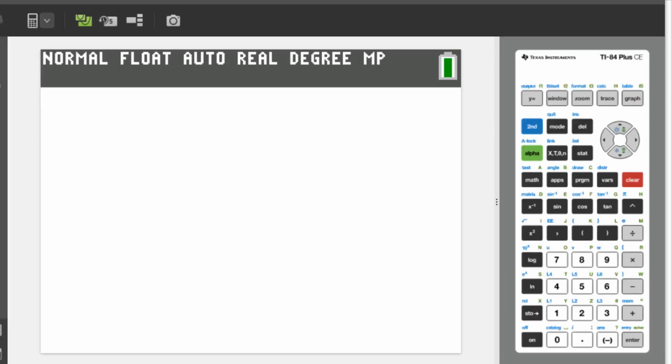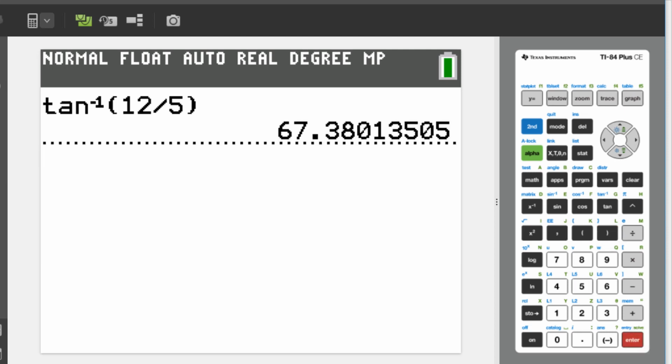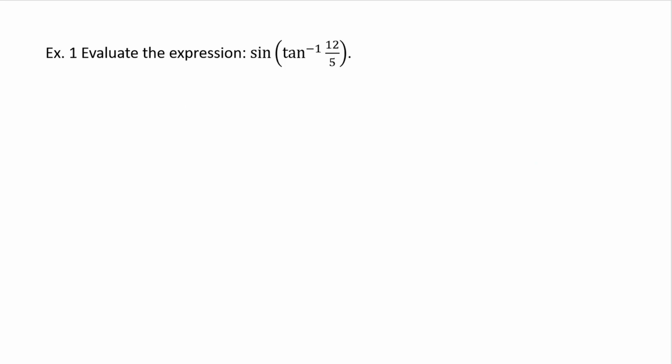We can also get the decimal approximation for our inverse trig values by using a calculator. To do so, let's push tan inverse. So we'll go second, tan inverse, and the value was 12 divided by 5, close parenthesis, enter, and now the approximate value we have for theta is 67.38 degrees.